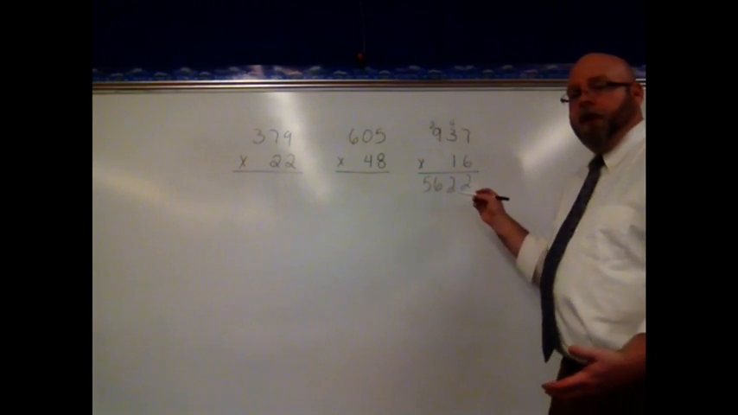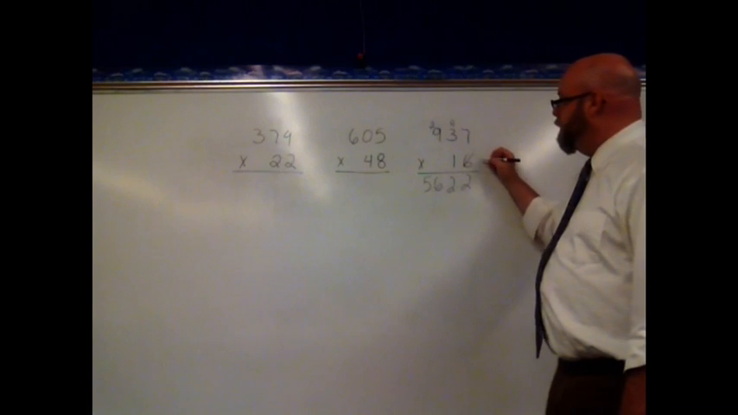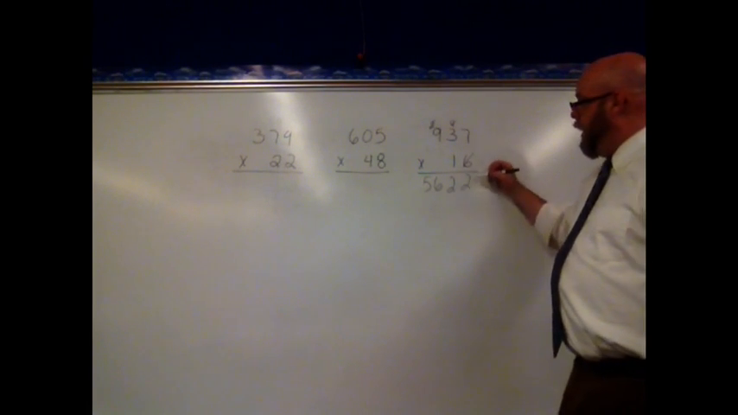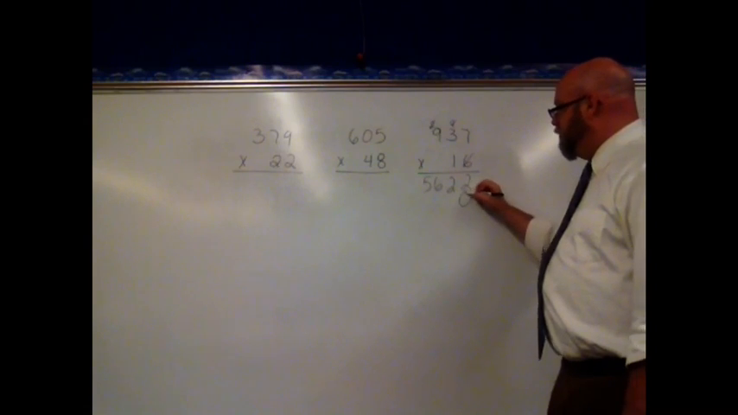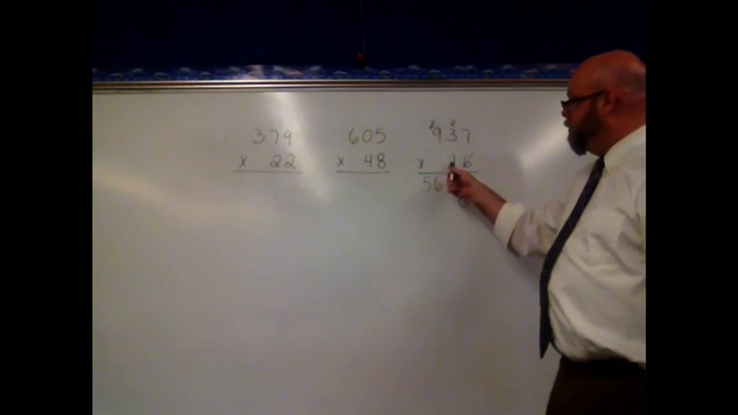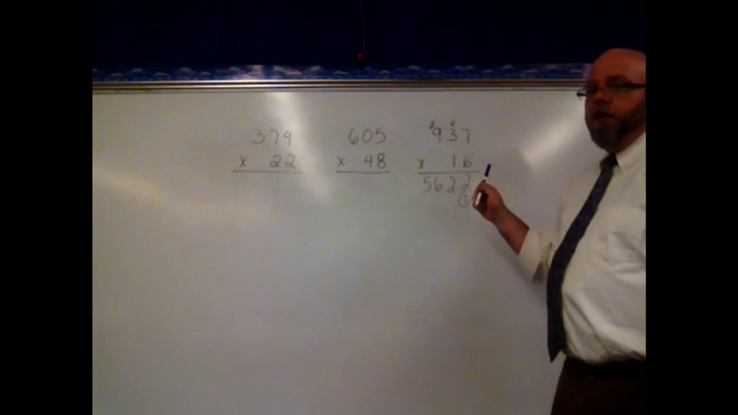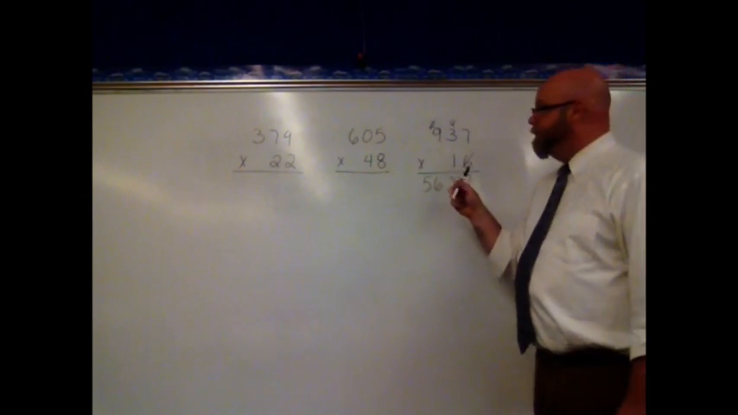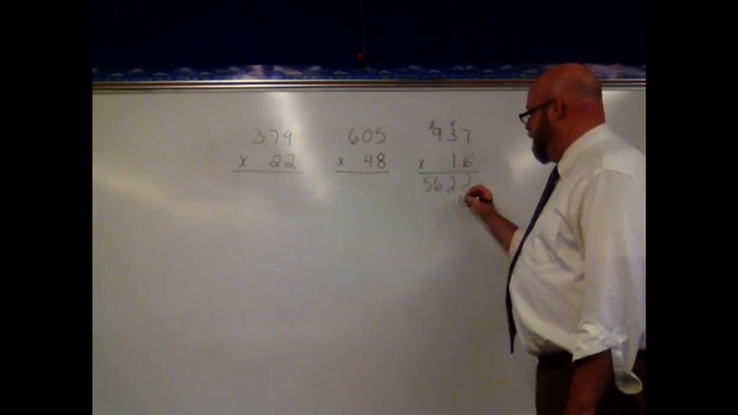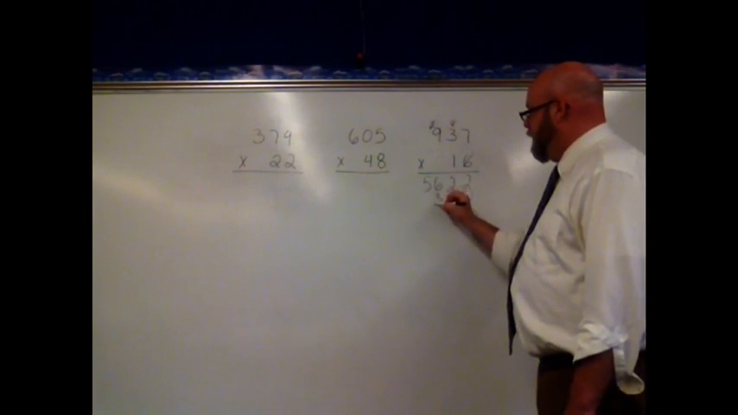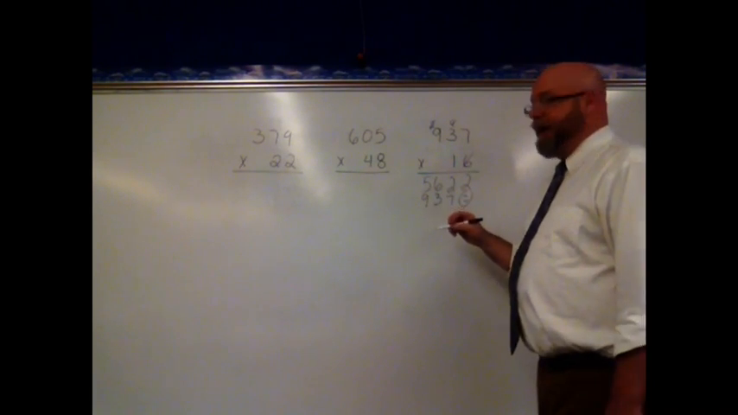Now I'm done multiplying by that 6, so I mark it out, and I mark out everything I carried along with it. I now put my second row 0 to remind me that when I get ready to multiply by this 1, I'm really multiplying by 10 because it's in the tens place and not by 1. 1 times 7 is 7. 1 times 3 is 3. 1 times 9 is 9. Now I add everything together.